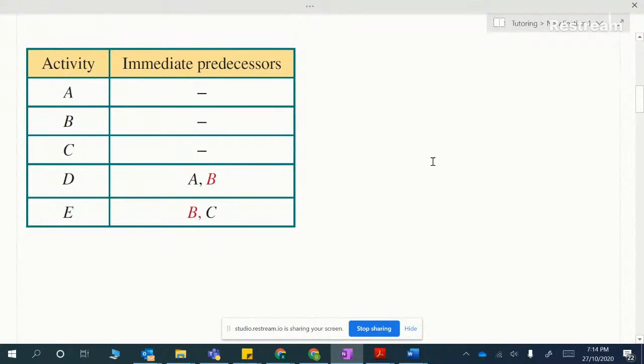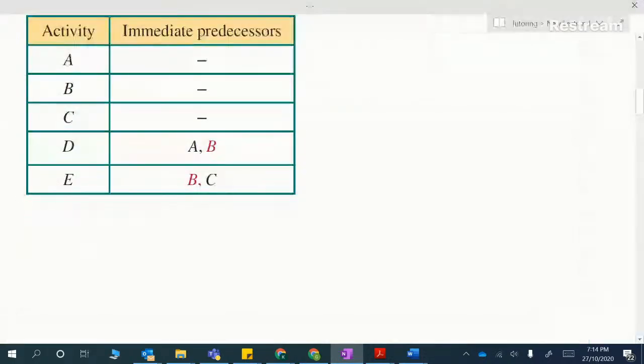There we go. So here's an activity table, and here's the sort of thing that you'll notice if you're looking for a question with a dummy activity. Okay, so see how this B is highlighted here? If you've got a letter that goes across two rows like that, you can be fairly certain that a dummy activity is going to be needed.